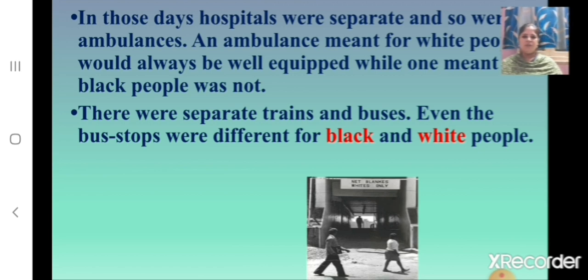That means in those days in South Africa, hospitals, ambulances, trains, buses, bus stops, etc. were separate for black and white people. And even the facilities that were meant for white people would always be well maintained, while those meant for black people were not well maintained.